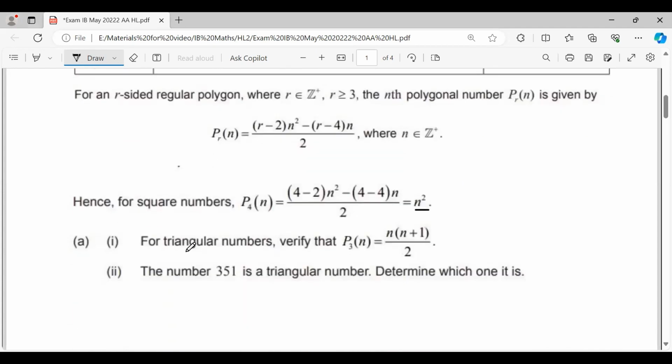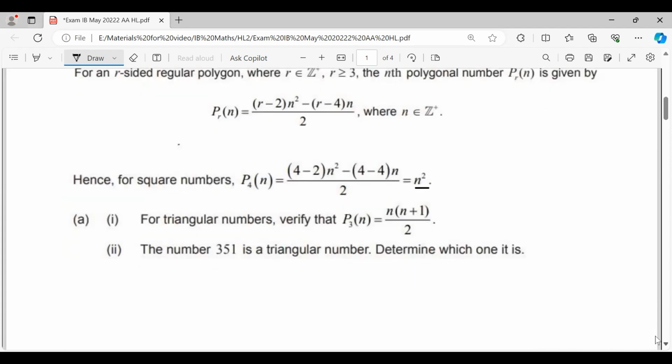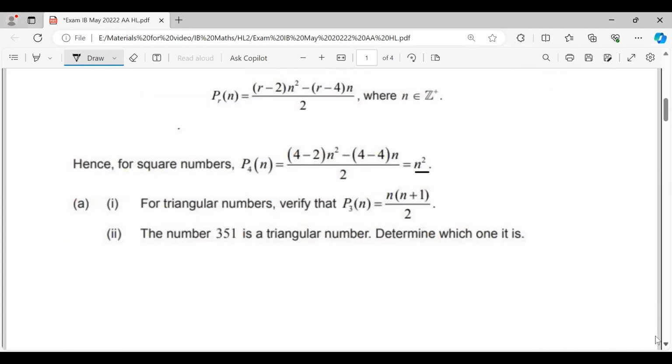Question A1. For triangular numbers, verify that P_3(n) equals n times (n plus 1) over 2. So we are going to prove that if r equals 3, the function will be like this.